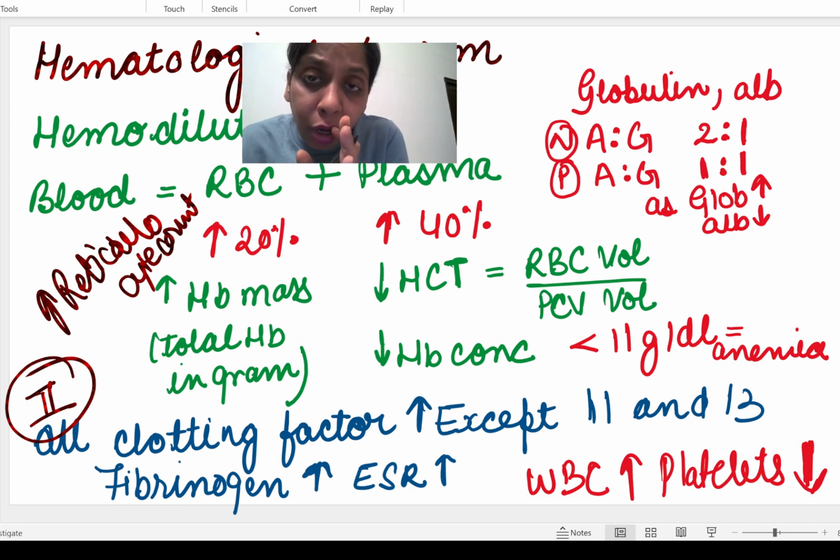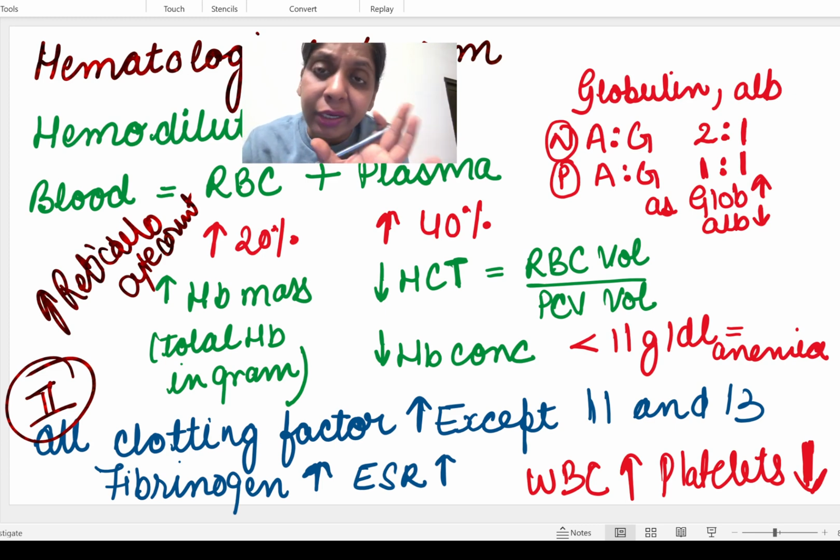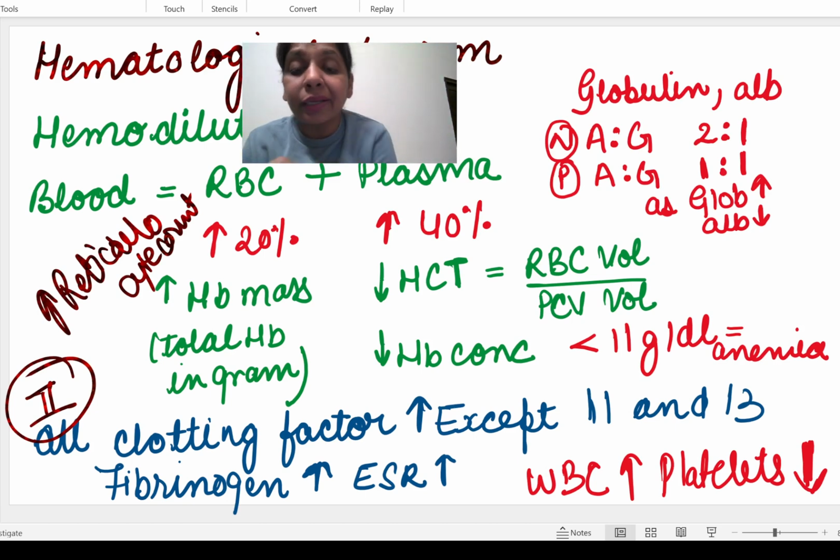Because the fibrinogen has increased, that is why there is an increase in the ESR. Please mark this question correct next time. It's a very, very simple funda. All the clotting factors are increased in pregnancy, except 11 and 13. 11 and 13 we can easily learn. Because fibrinogen is also increased, the ESR is also increased.